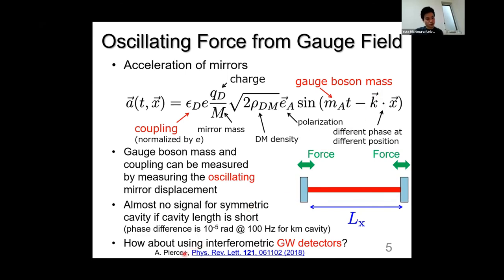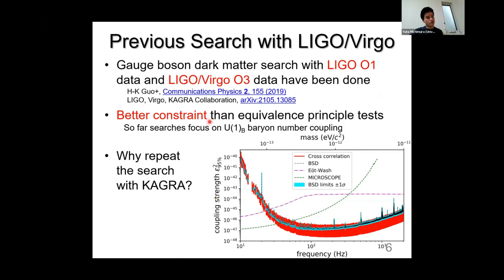So there was a proposal to use long baseline laser interferometric gravitational wave detectors, proposed by this paper. And actually, there's already a search using LIGO's O1 data and also O3 data. So this is the limit obtained from analyzing the O3 data, which is reported in this paper.